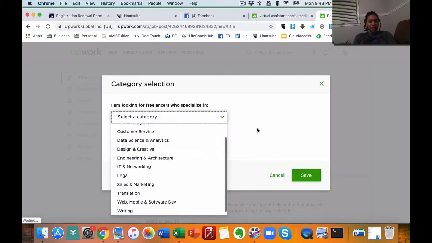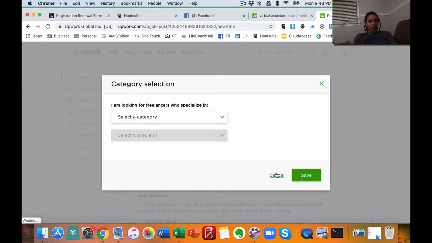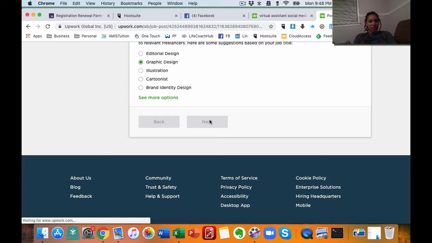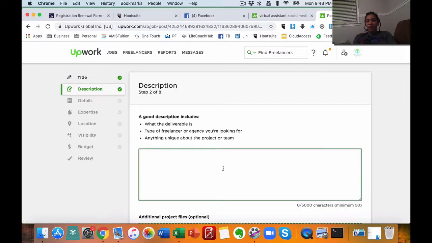Design and creative, yes. So it's more graphic design. So then we go next. And this is where you would create the more specific description of your project.